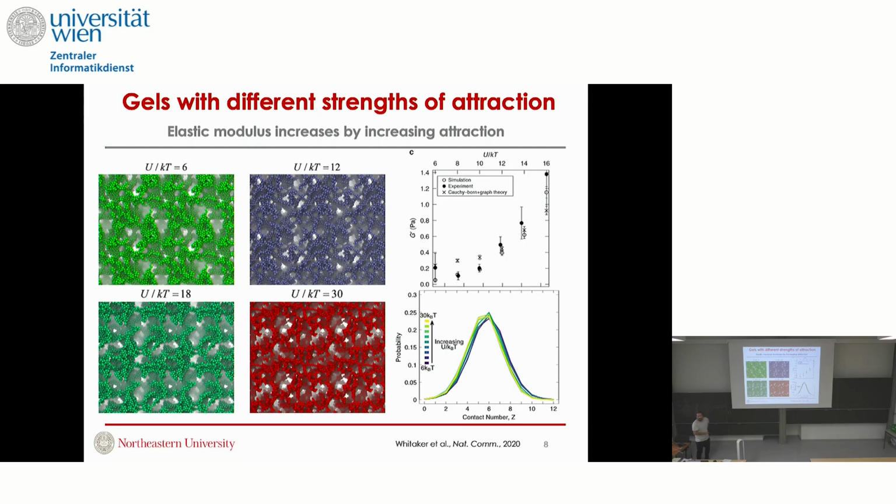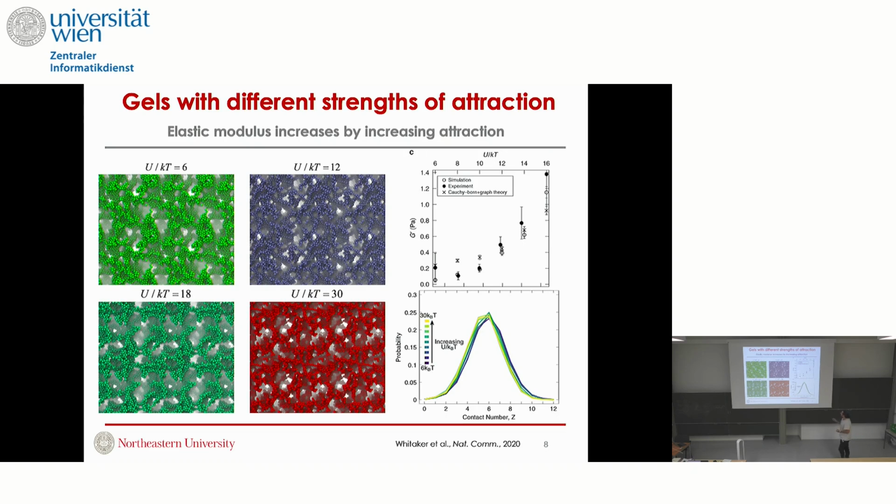And what is the range of the potential? This one is particle radius divided by 10, so 10% of the particle size. So this is what I call a relatively weak gel. It still is not really weak, 6 kT, all the way to really, really strong attraction between the particles.